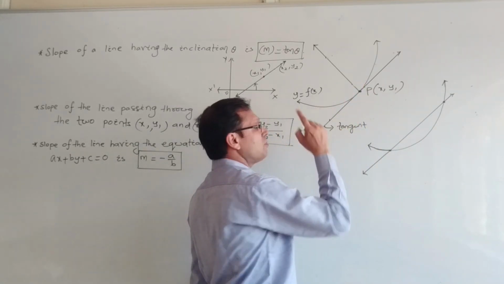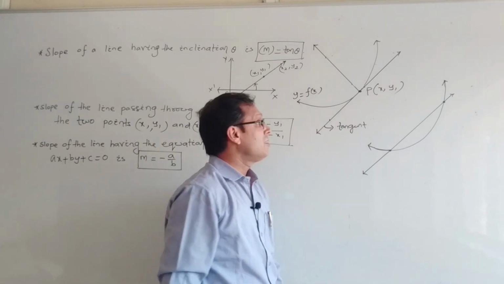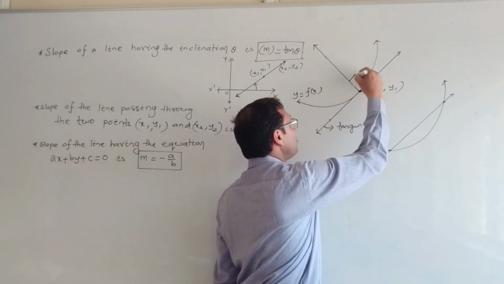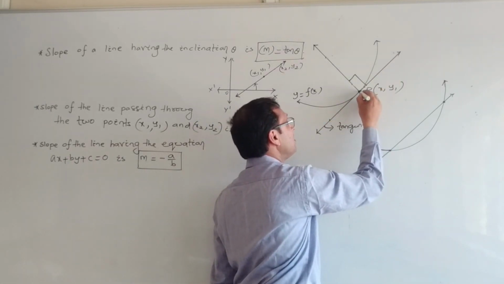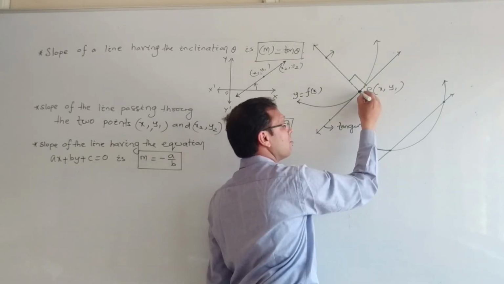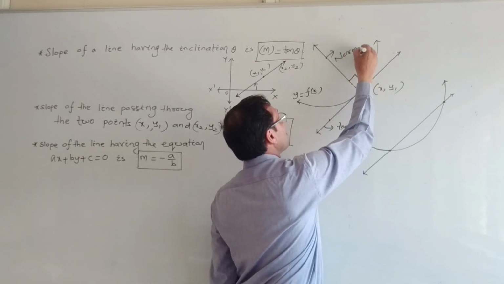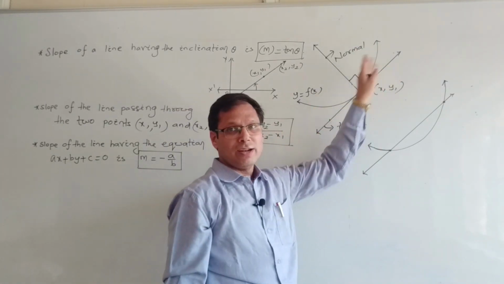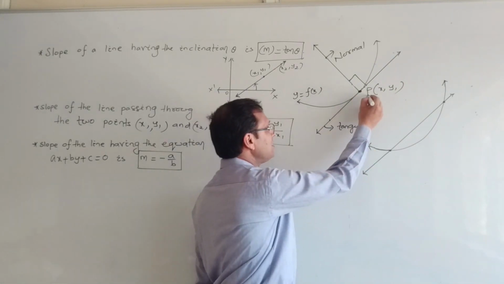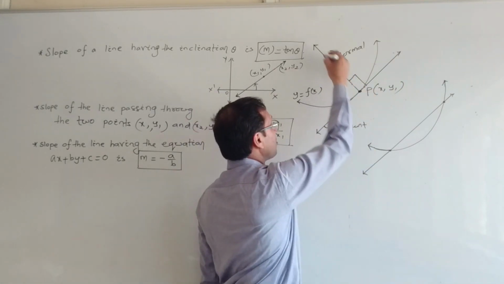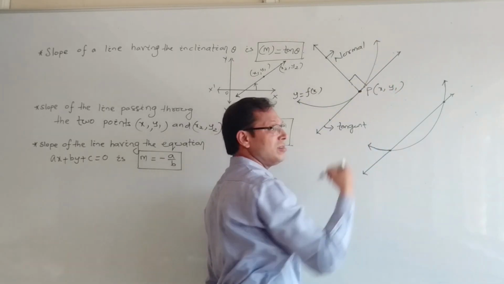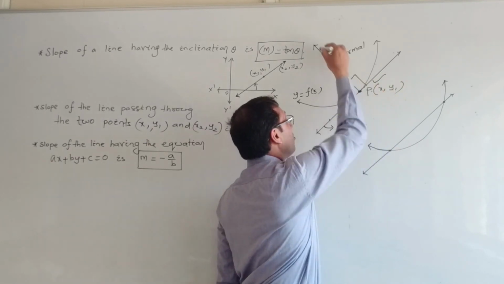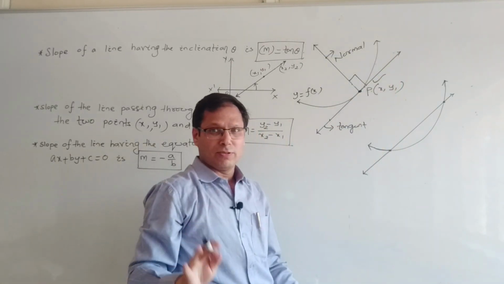Now suppose you have to ask what is the normal to the curve at this point P. That means you have to draw a perpendicular to the tangent at the point P, which is called the normal to the curve at the point P. So this one is the normal to the curve. That means the normal is perpendicular to the tangent. And P is the common point to the normal and tangent and also to the curve. That means this point P lies on the tangent, on the normal and also on the curve. That is the common point.